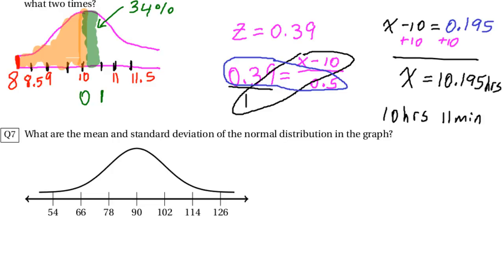So what are the two numbers? I can now put these together and say between 8 and we said 10 hours and 11 minutes.